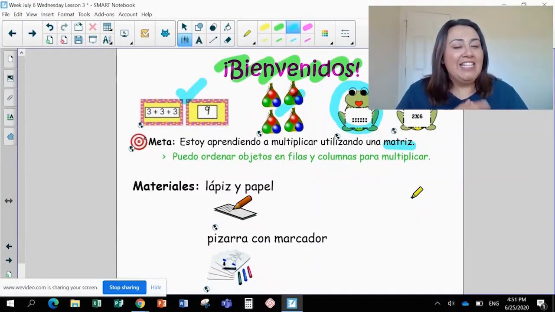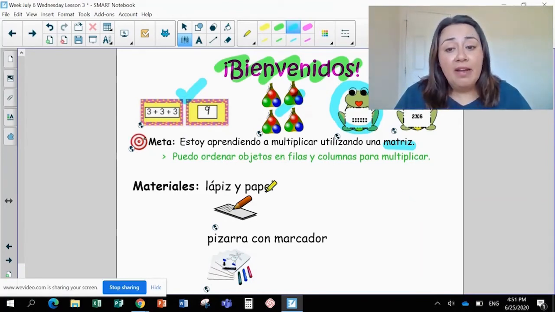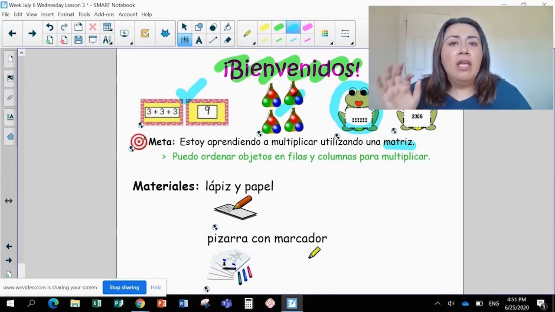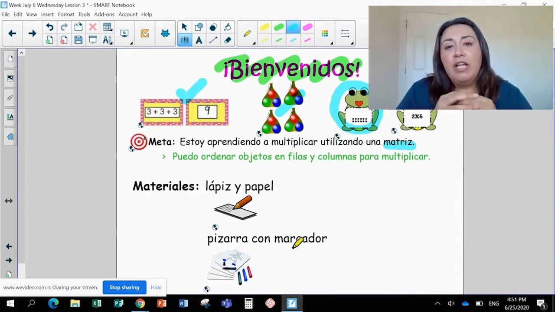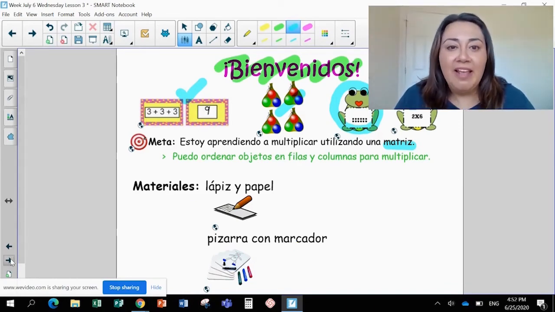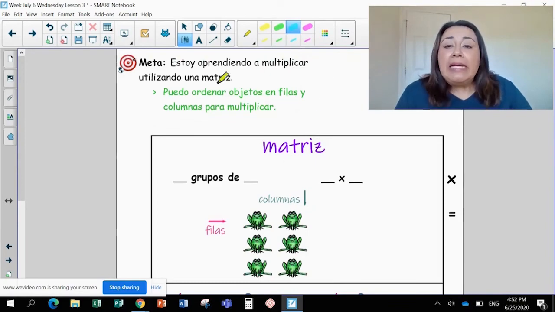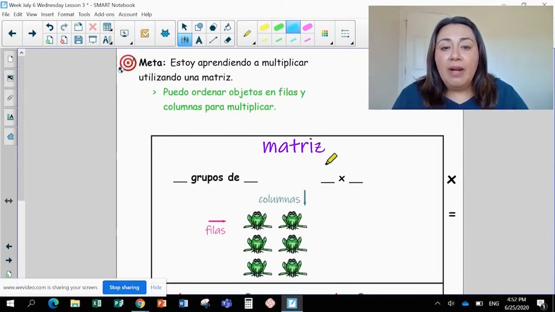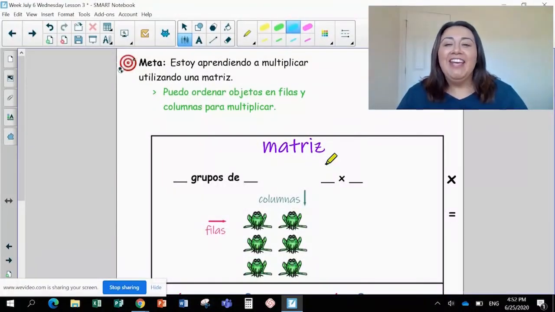Excelente trabajo, así que estén atentos. Cada vez que yo diga la palabra del día, ustedes van a responder con la misma palabra y filas y columnas. Recuerden, pueden usar lápiz y papel o una pizarra con marcador. Y si tienen objetos que ustedes pueden contar y agrupar y ordenar en filas y columnas, pueden utilizar esos también. Vamos a empezar con nuestro primer ejemplo. Así que tenemos aquí la palabra matriz. Matriz, filas y columnas. Muy bien.